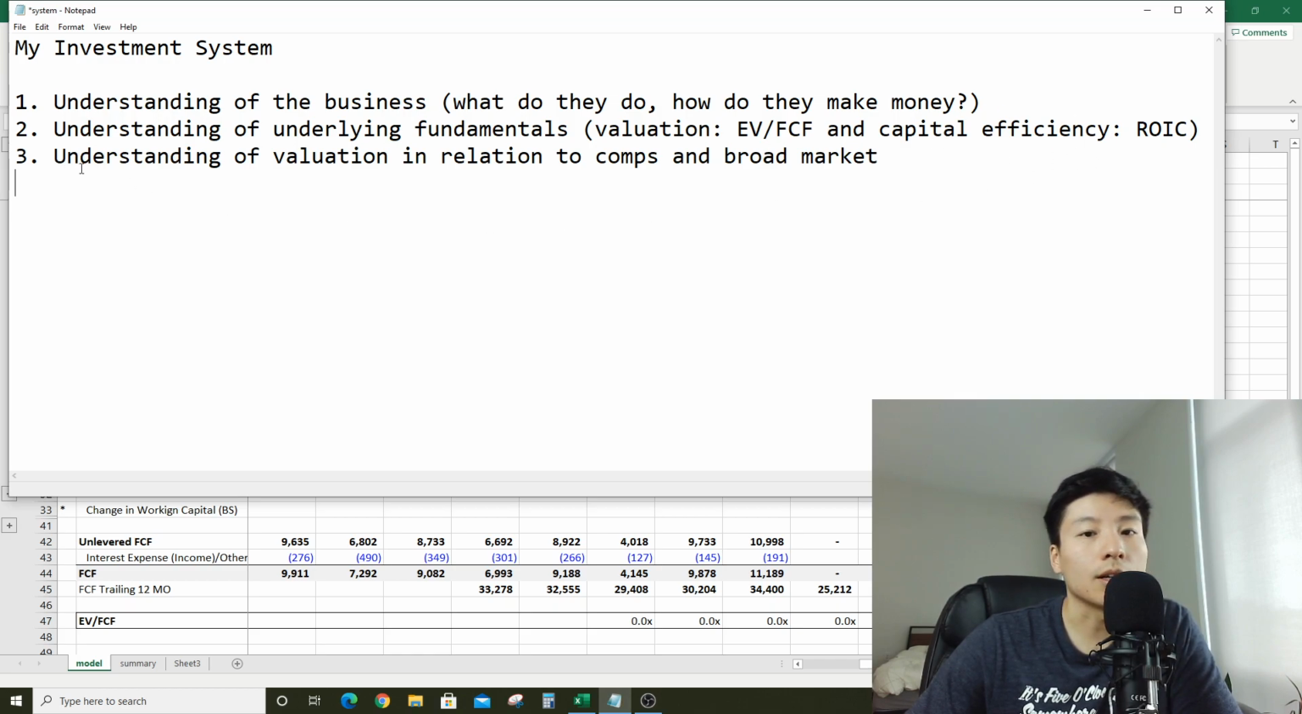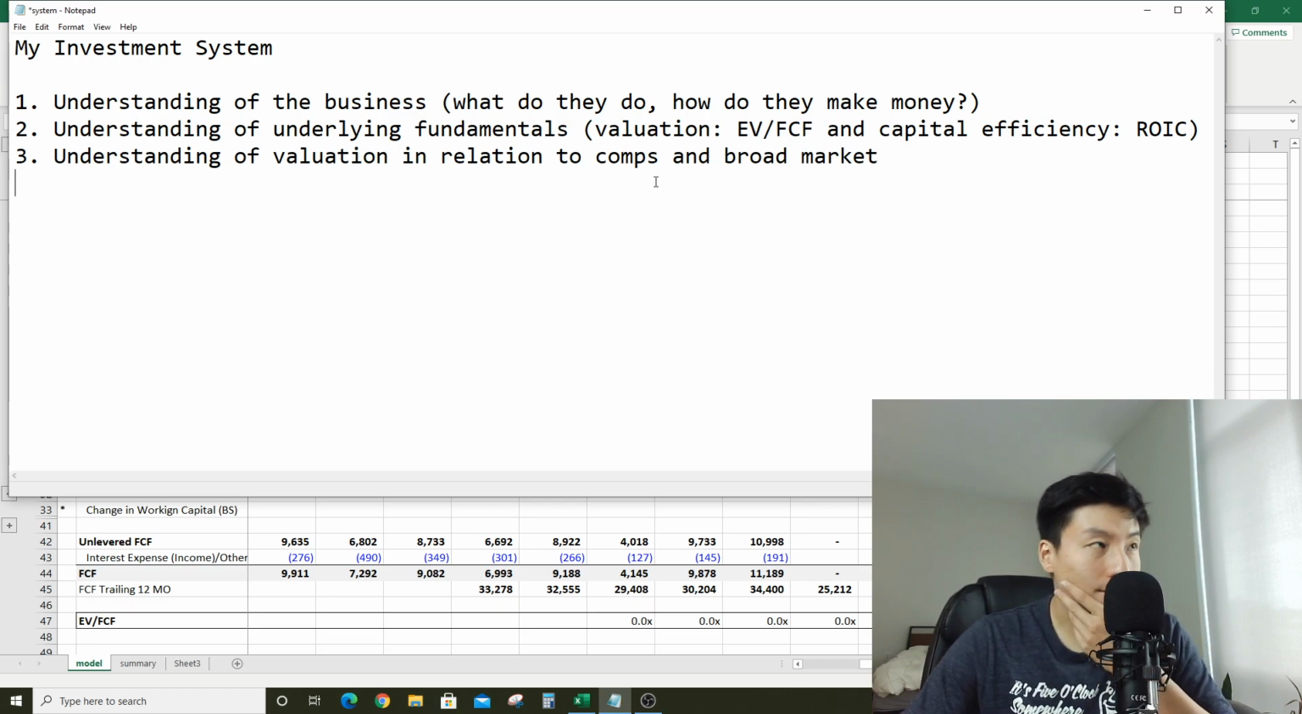Third, we want to understand the company's valuation in relation to the broader market and some companies similar to Microsoft, because no company trades in isolation. Really, to know whether something's overvalued or undervalued, you have to compare it to something else, right?